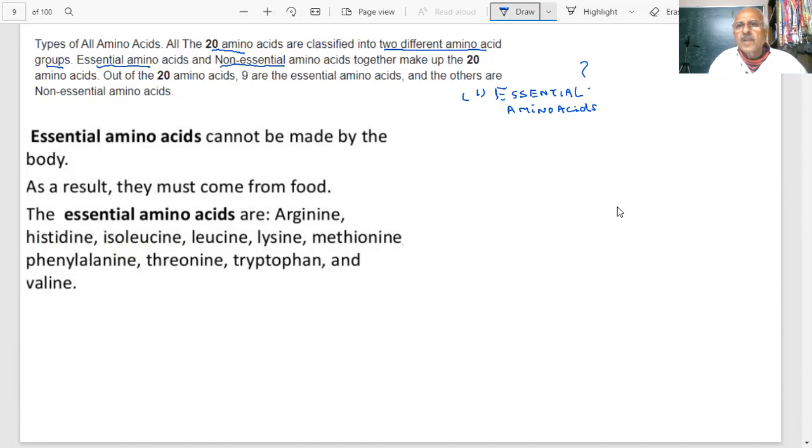Essential will be those which we require and which our body cannot synthesize. These amino acids are required by our body as it makes the synthesis of proteins. Different types of proteins are required in the body. Those amino acids which cannot be synthesized by the body will become essential. They have to be taken from the food and diet which you are eating. So they are called essential. Out of 20, some are the essential amino acids, and others are non-essential, meaning the body can make them.